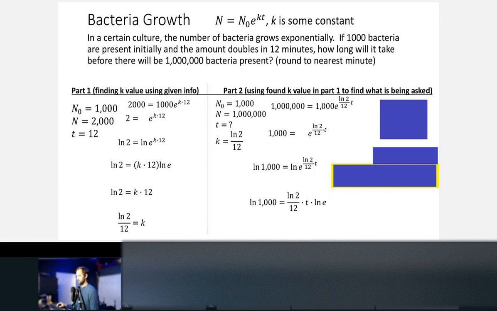And then we have natural log of 1,000 equals the natural log of 2 over 12. And then natural log e becomes 1. So we can divide both sides by that fraction, or we can multiply by the reciprocal. I don't remember what I did. What did I type? Oh, I took the easy way. I don't know if that's the easy way.